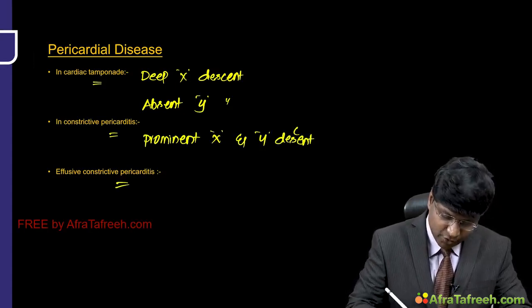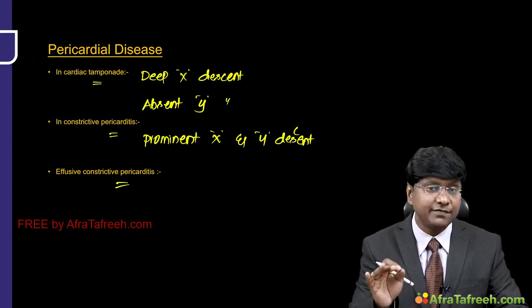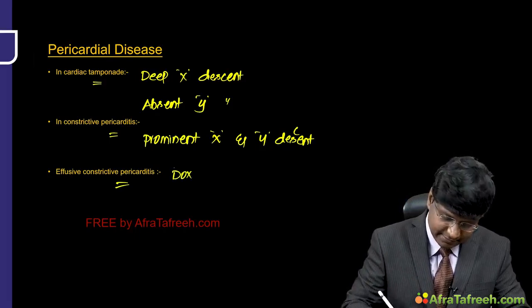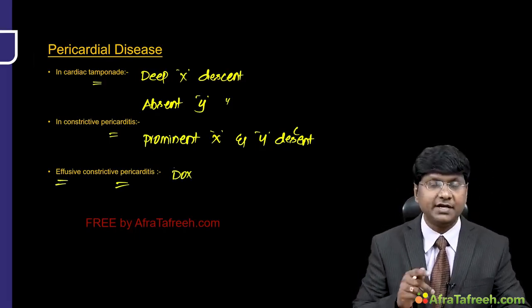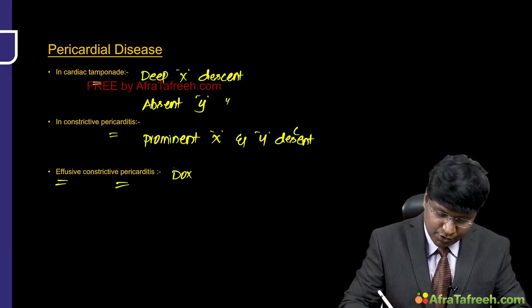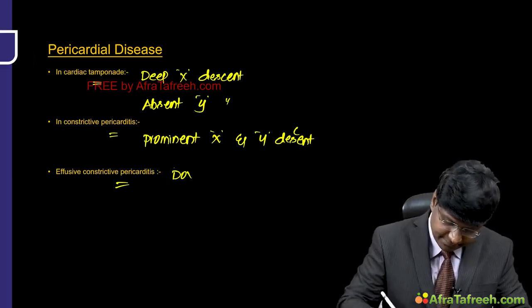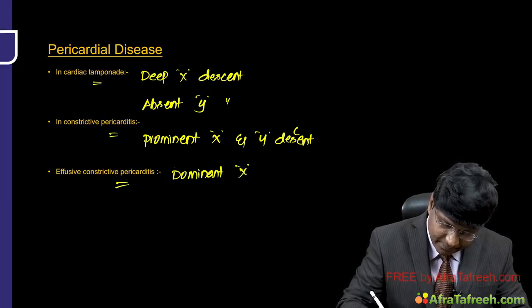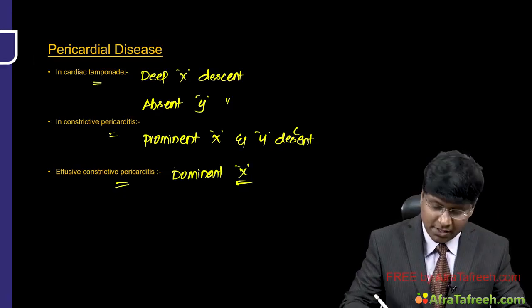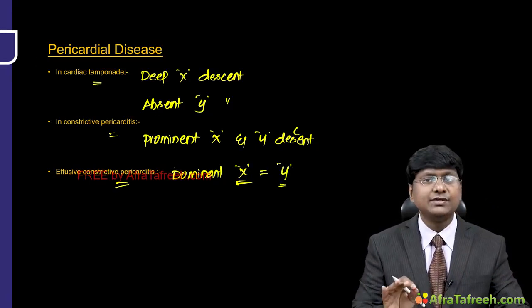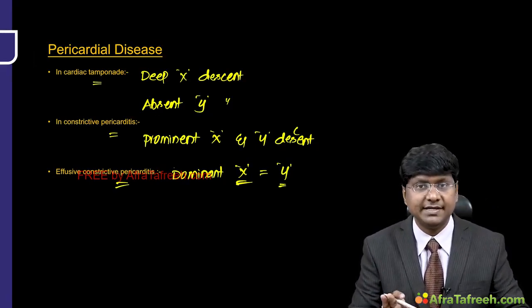And what about in case of effusive constrictive pericarditis? Effusive constrictive pericarditis means there is pericardial effusion and constrictive pericarditis also. So here there is dominant X descent, right? There is dominant X along with equally Y descent. Okay, so that is what you will see in case of the pericardial diseases.